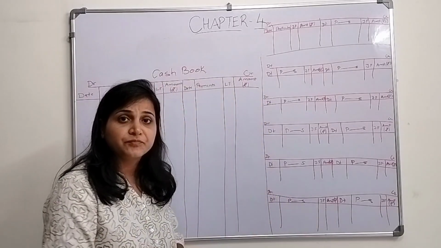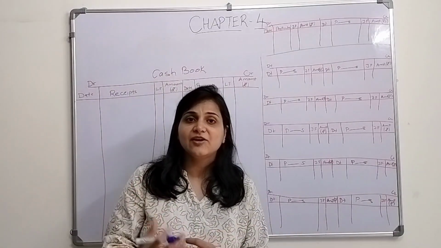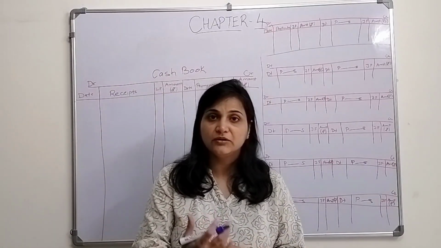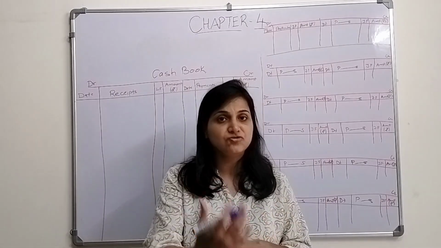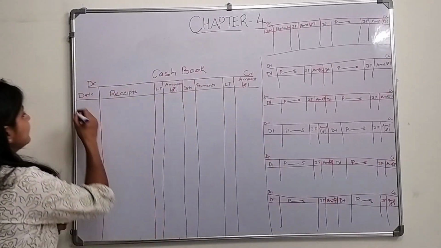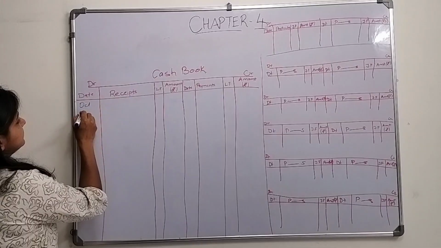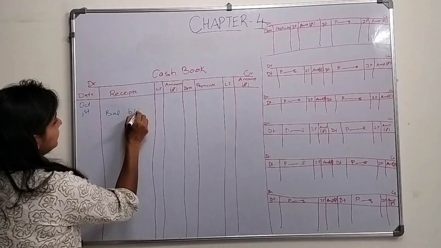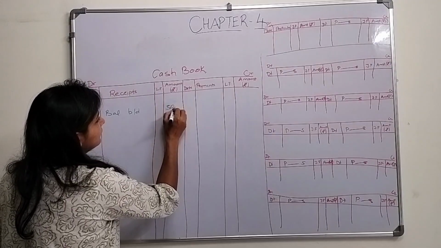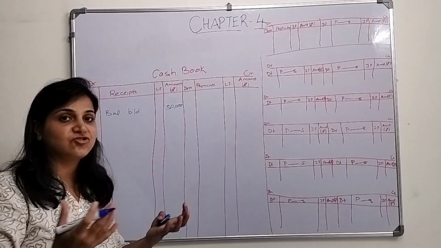Now usually the cash books are being maintained monthly. On a monthly basis, they deal with all the transactions. They carry forward that balance to the next month. So let's say October 1st, balance of previous month was 50,000. I was having this much amount of cash in hand.